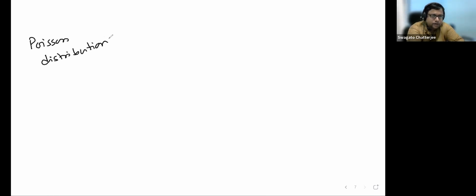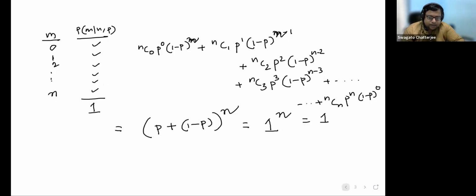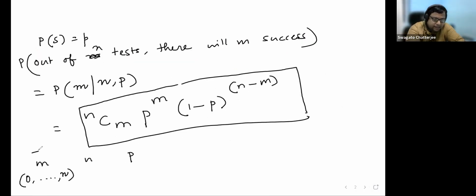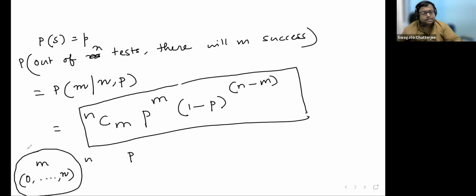I will go ahead and talk about the next kind of distribution, which is Poisson distribution. If you remember, the binomial distribution was a discrete distribution where the value m, this was my random variable, is the number of successes out of a test. And it's discrete because it is 0, 1, 2, 3, 4. Only some discrete values can be taken. It cannot take 1.25, 1.36, 1.4, 2.49. These kinds of values are not possible.